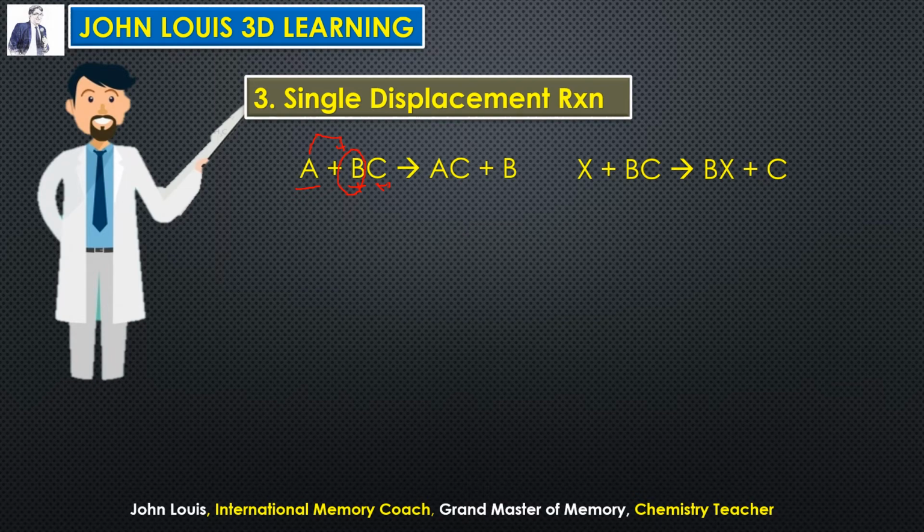forms AC. Take this example, X plus BC gives BX. That means it is displacing C. So C is a negative ion in the compound. Therefore, X should be a negative element. That is why it is displacing C, takes the place of C and forms BX. You got it, no? Okay, now let us see some examples that will be very clear to us.